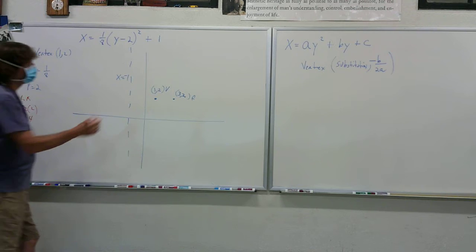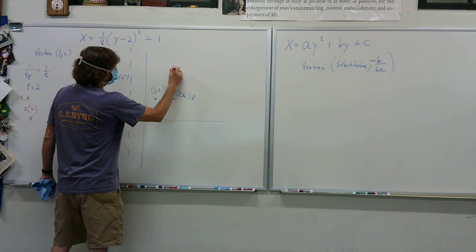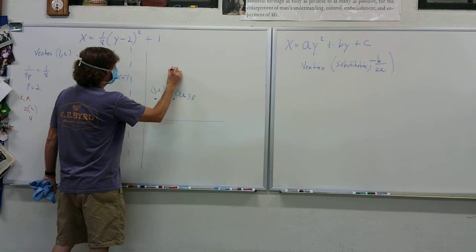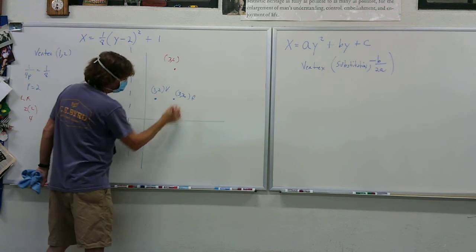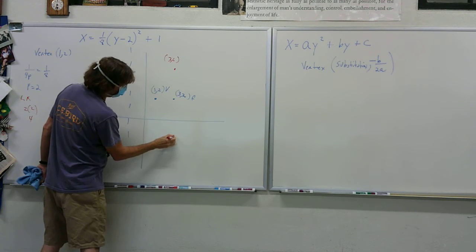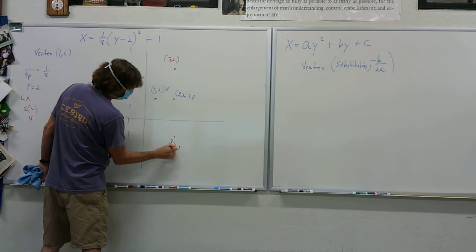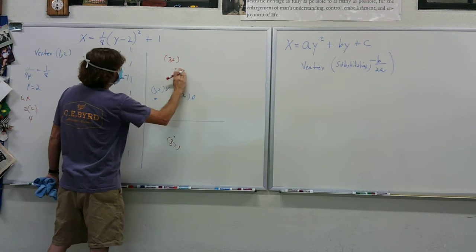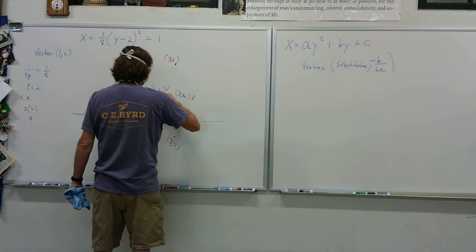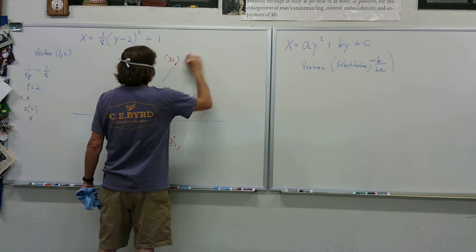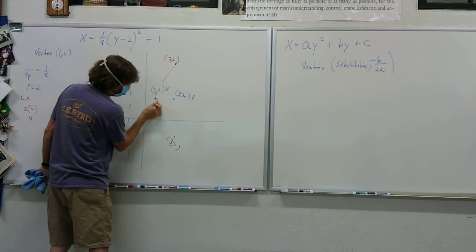You count up 4 from the focus. 3, 6. Count 4 down. 3, -2. Move that one up a little bit more to make it pretty since I don't have graph paper. And there you go.